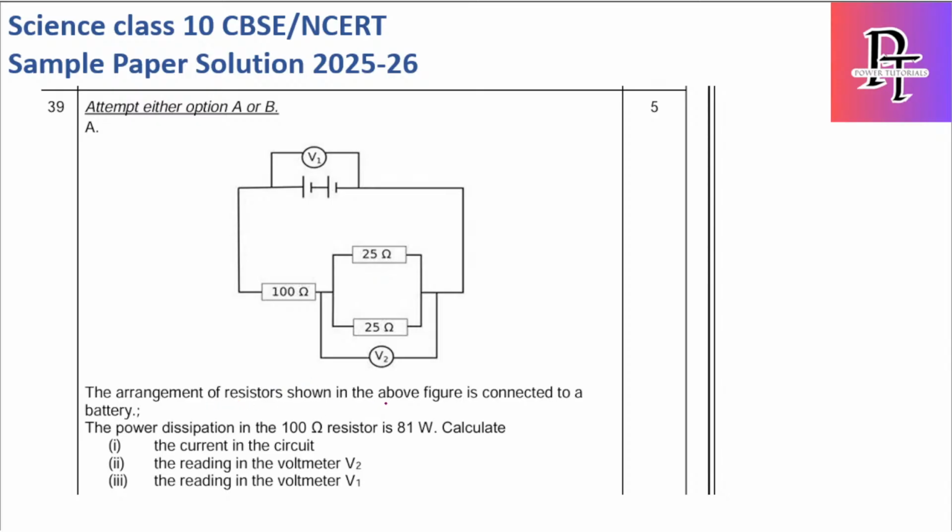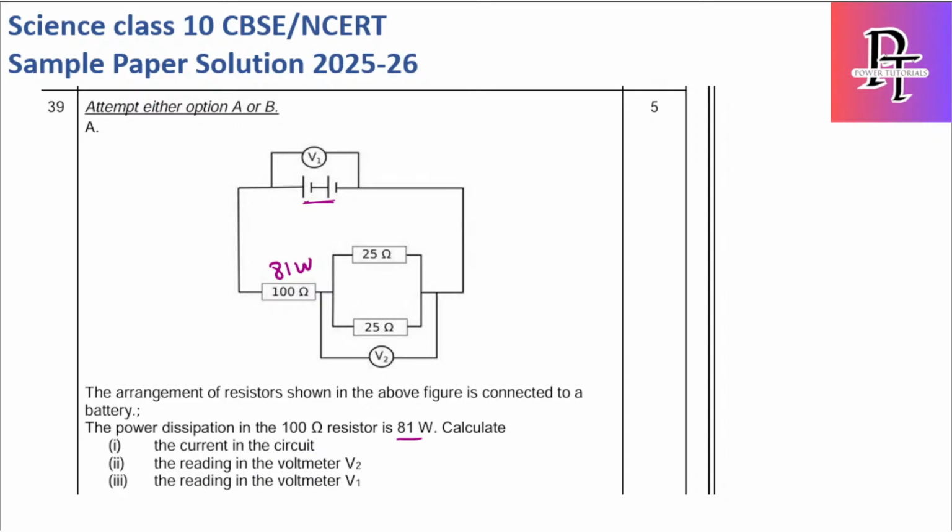The arrangement of resistors shown in the figure is connected to a battery. As I told you, this voltage source is nothing but a battery. The power dissipation in the 100 ohm resistor is 81 watt. So for the 100 ohm resistor, they have provided the power rating: power is 81 watt. What are they asking? Find the current in the circuit.